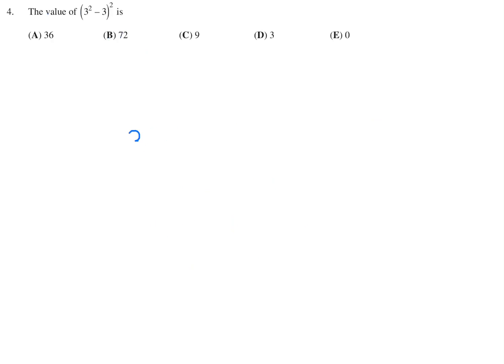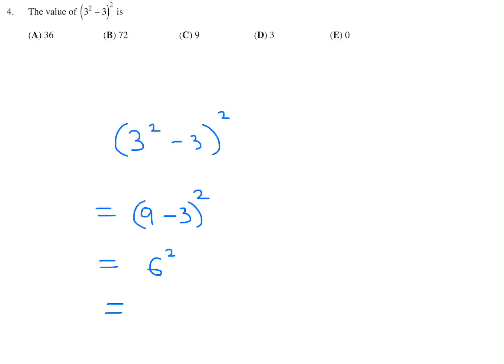The value of 3 squared minus 3 all to the power of 2. So inside you have 9 minus 3 all to the power of 2. 9 minus 3 is 6. So we have 6 squared. And finally 6 squared is equal to 36. So number 4, the answer is A.